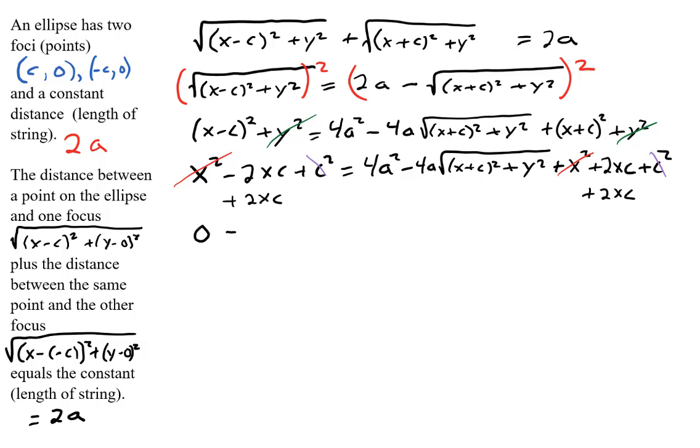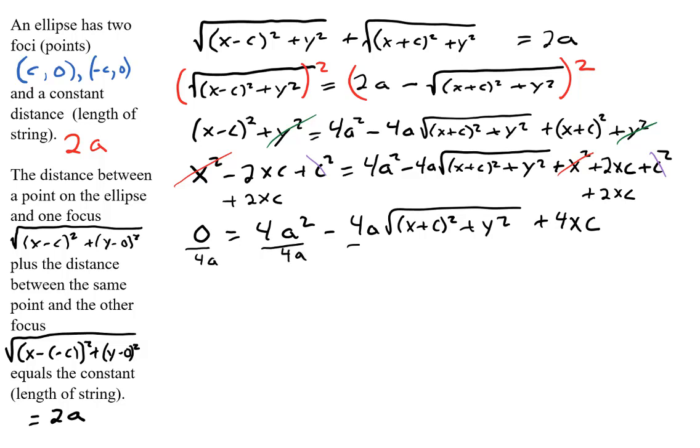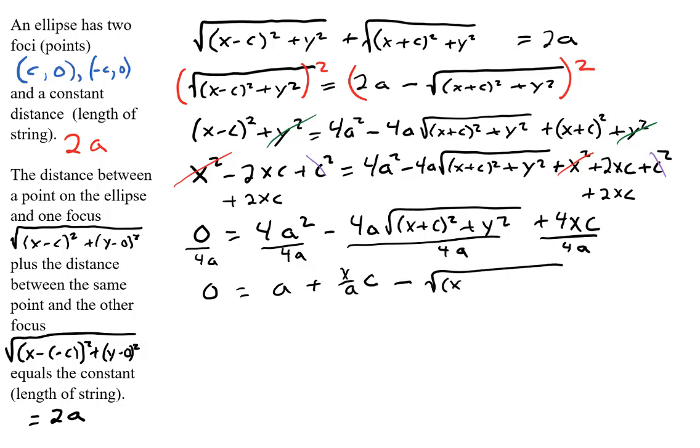That leaves us with 0 equals 4a squared minus 4a times the radical plus 4xc. We have 4's all the way through that, so it would simplify things to divide out the 4, and I'm also going to divide out the a, which is on 2 of the 3 terms. That leaves 0 equals a plus x over ac minus that radical.